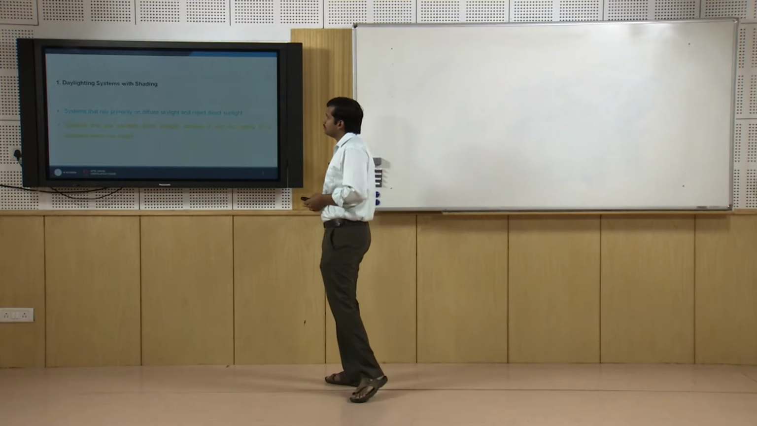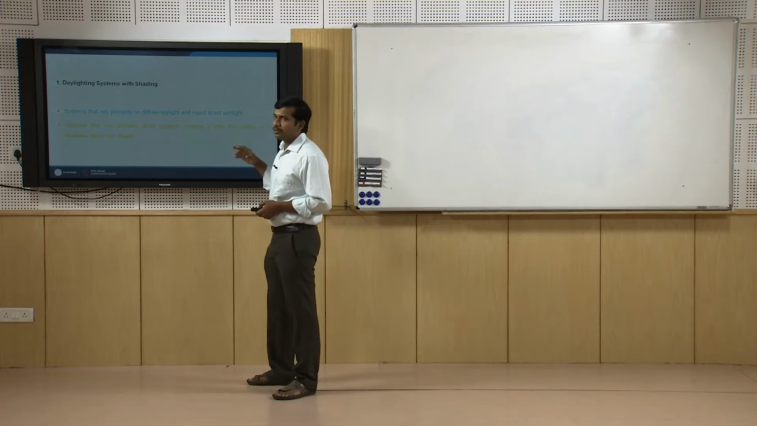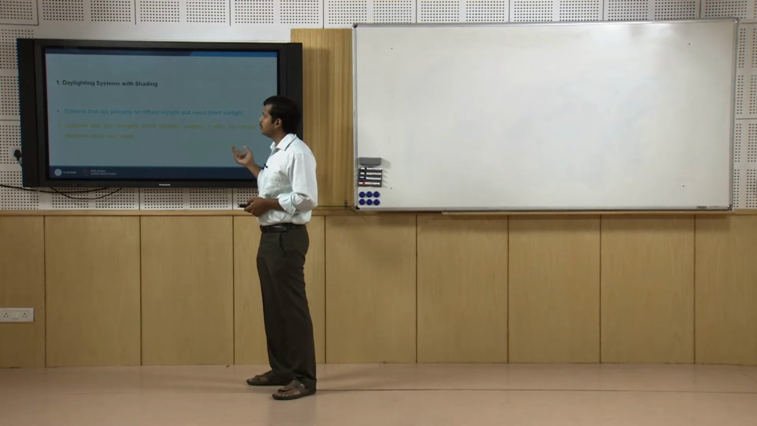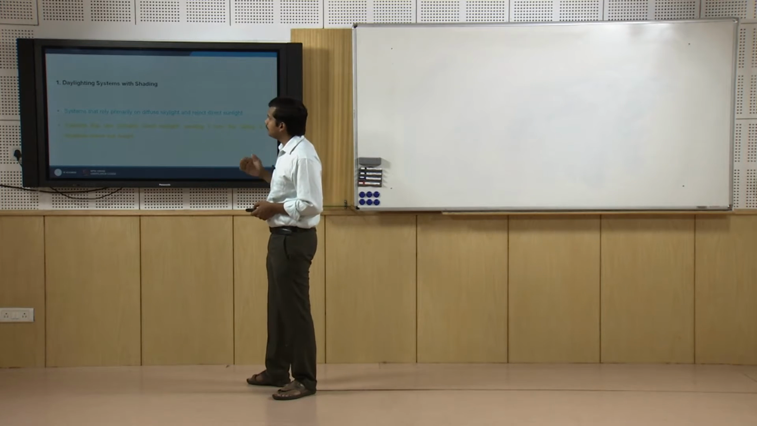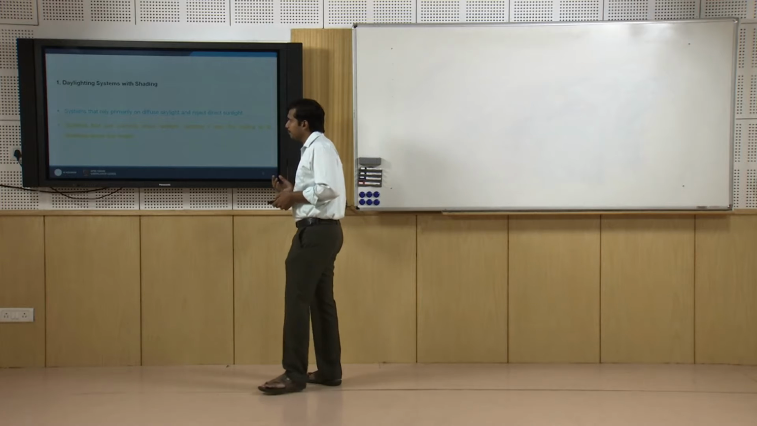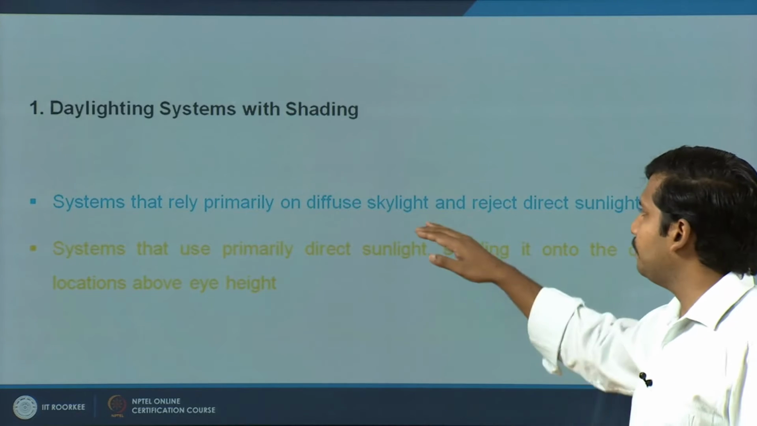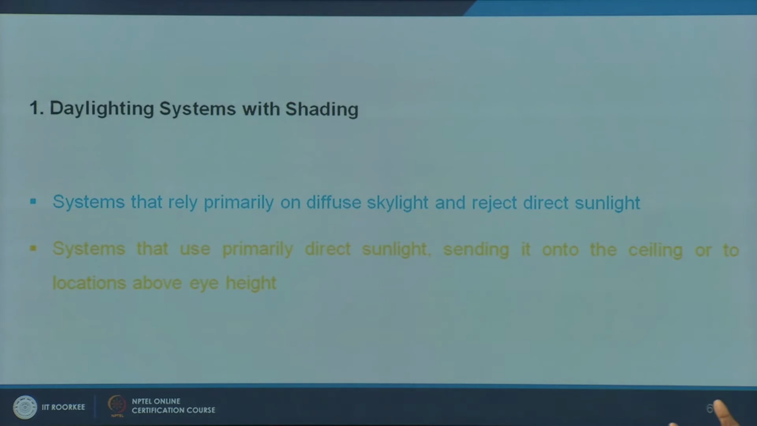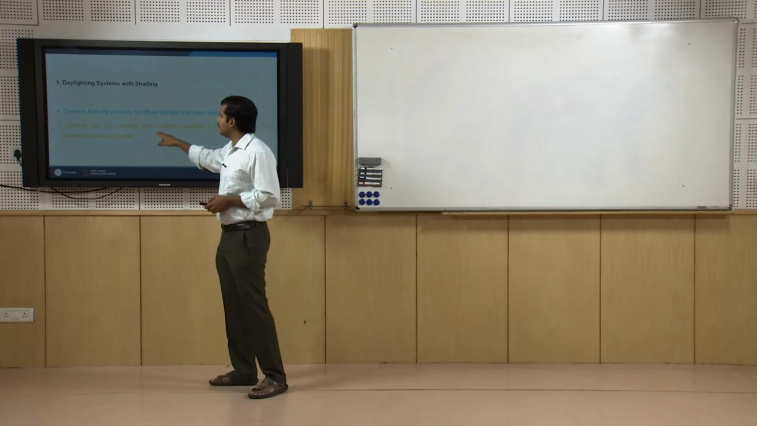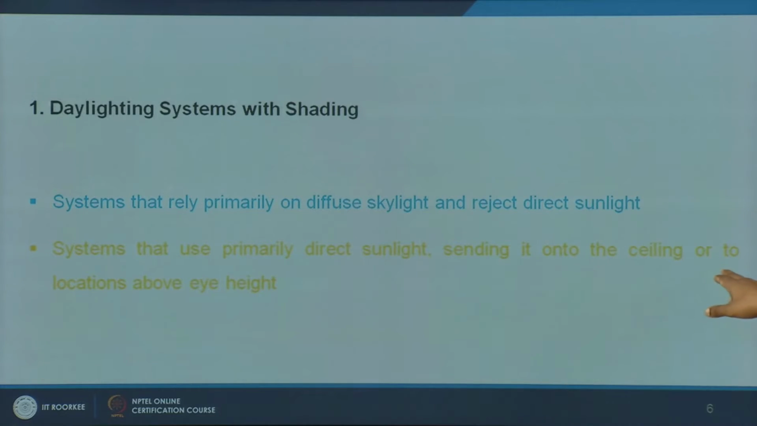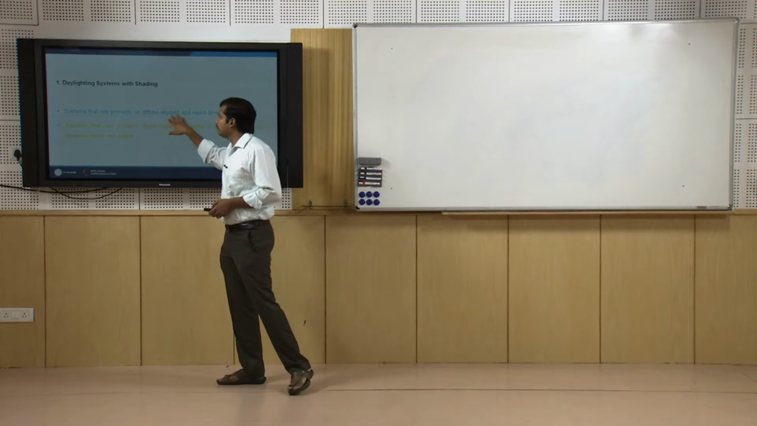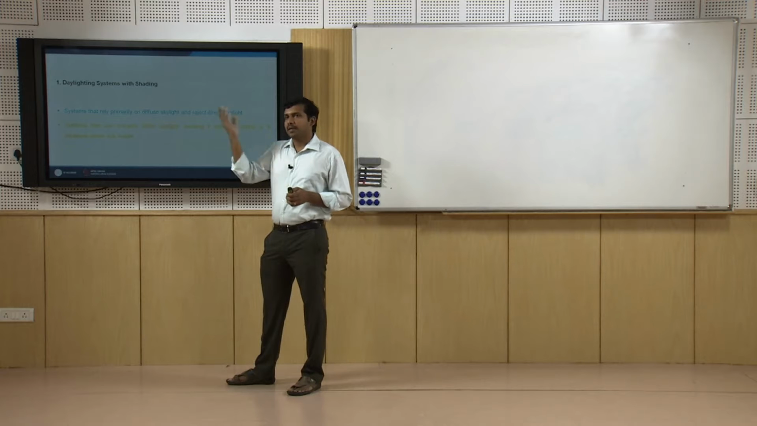Daylight harnessing systems, typically there are two types, one is with shading, other is without shading. The one with shading, the harnessing system with shading, primarily relies on diffuse skylight and rejects the direct skylight which is available. There are also systems that use primarily direct sunlight which will reflect or send it into the locations which are above the eye height. For example, this particular system will diffuse the light and reflect back the direct light.